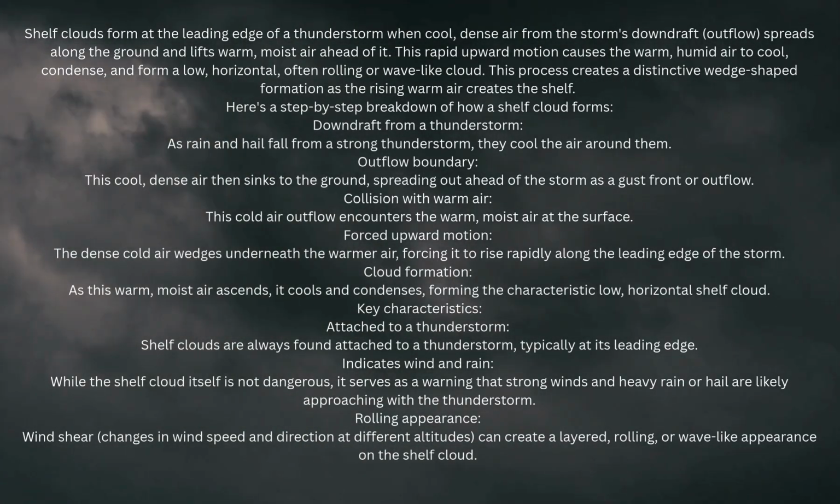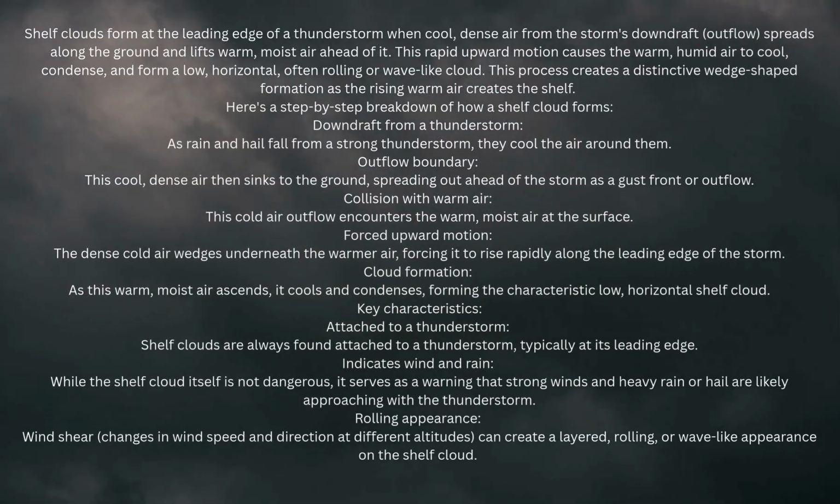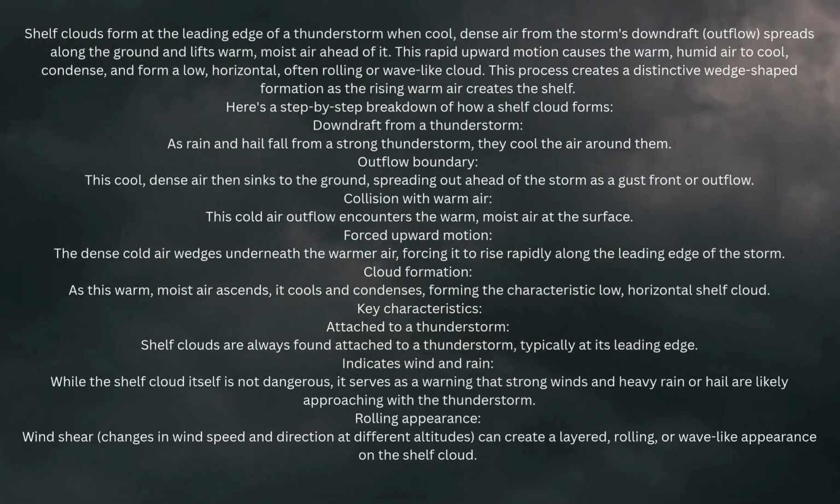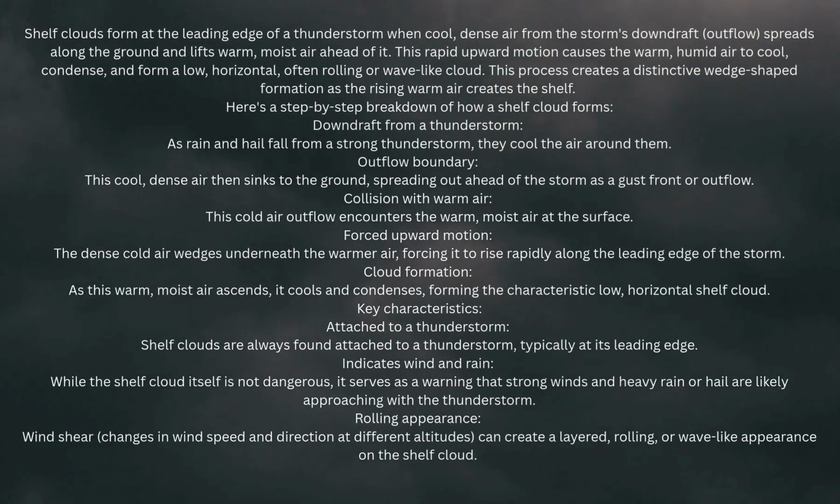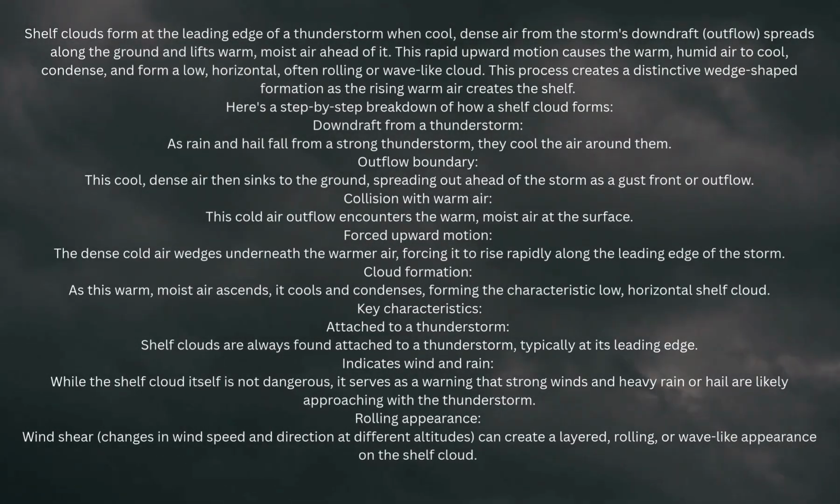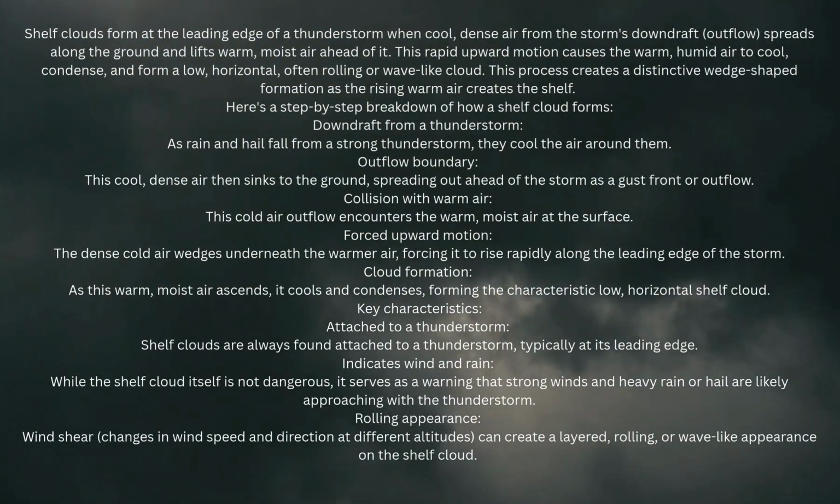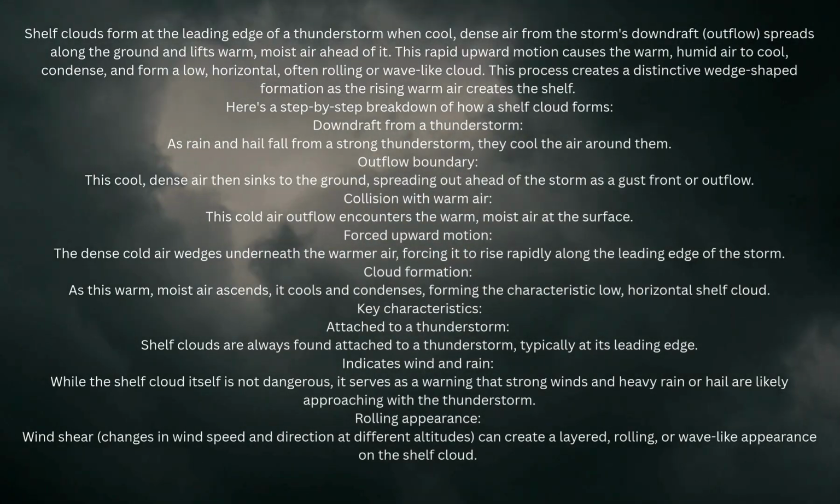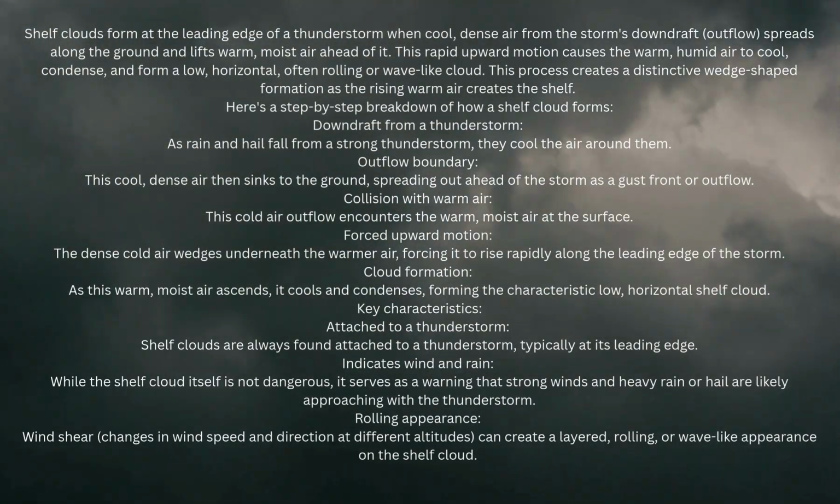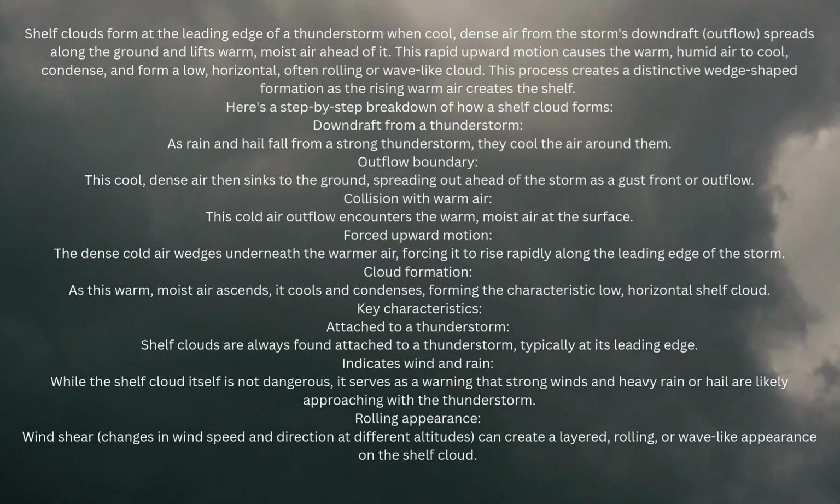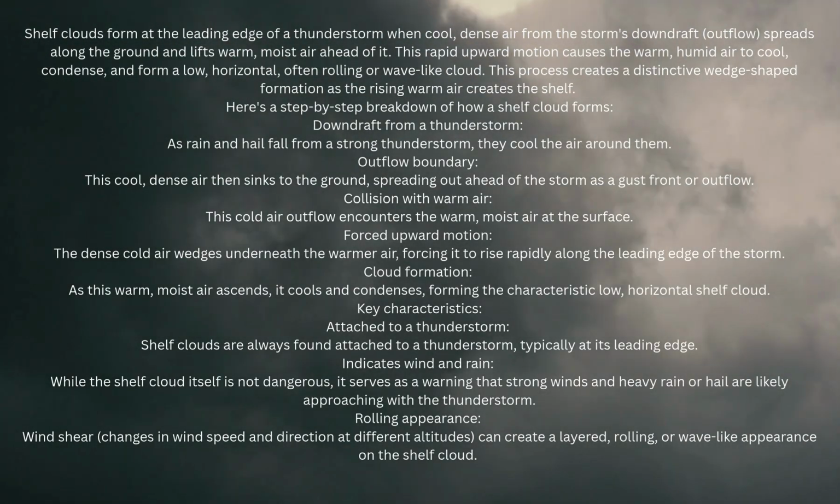Here's a step-by-step breakdown of how a shelf cloud forms. Downdraft from a thunderstorm. As rain and hail fall from a strong thunderstorm, they cool the air around them. Outflow boundary. This cool, dense air then sinks to the ground, spreading out ahead of the storm as a gust front or outflow. Collision with warm air.